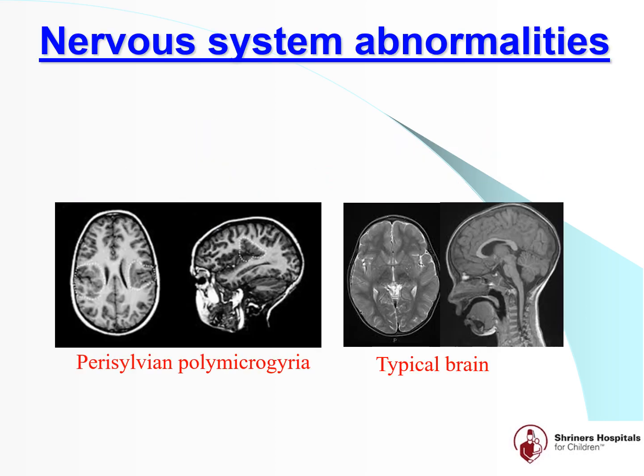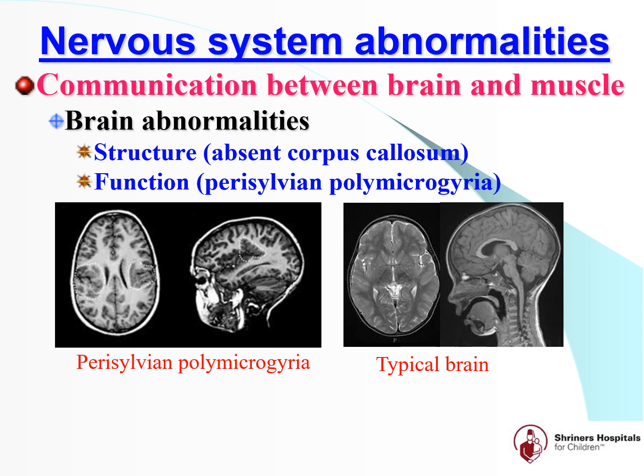For example, starting with the nervous system, we look at the communication between the brain and the muscle. So at the highest level, if there are structural problems with the brain, such as an absent corpus callosum, or functional issues, such as the child on the left MRI with perisylvian polymicrogyria, with a normal MRI on the right for comparison, the brain is not functioning appropriately, and therefore no messages are even formed to the muscles.